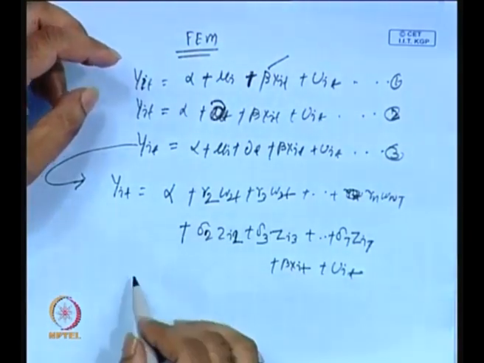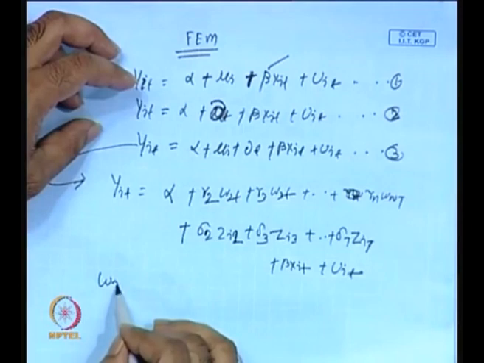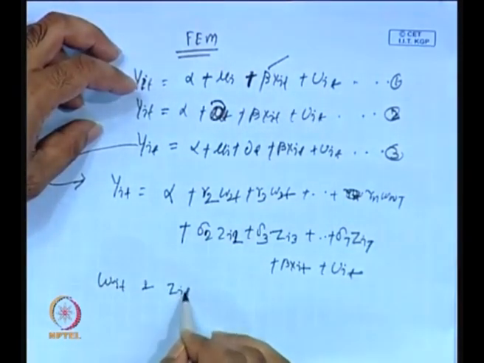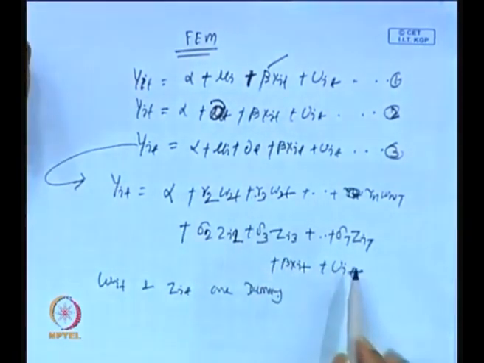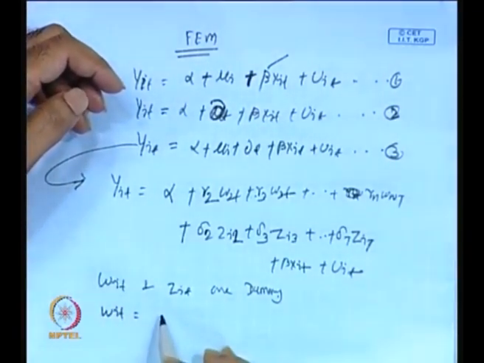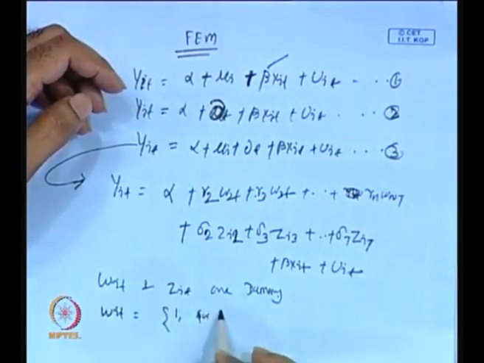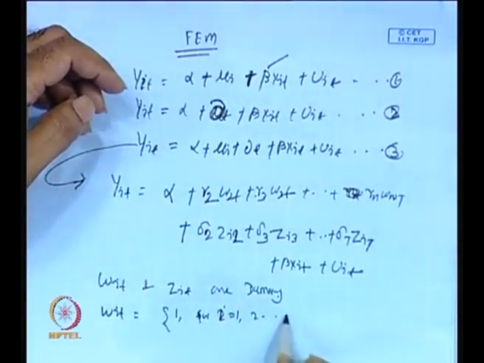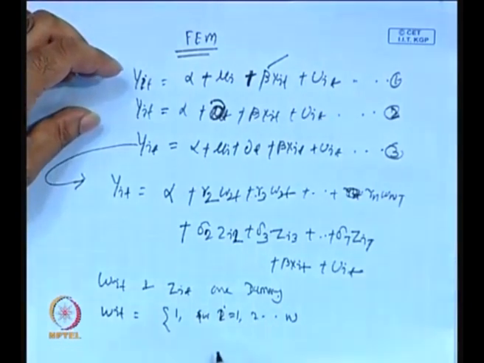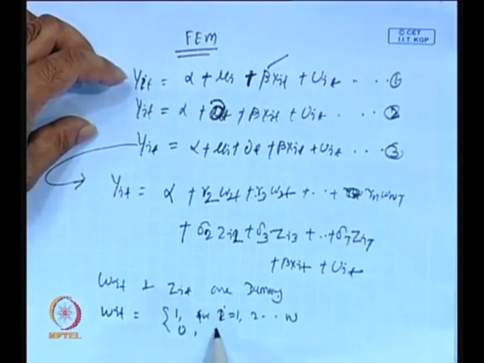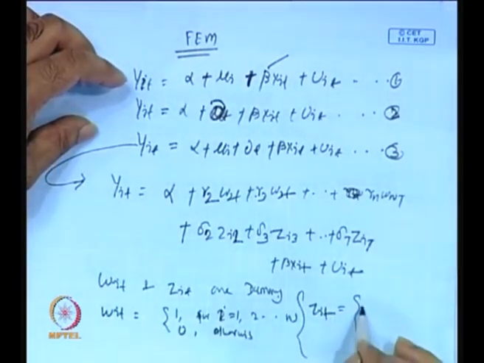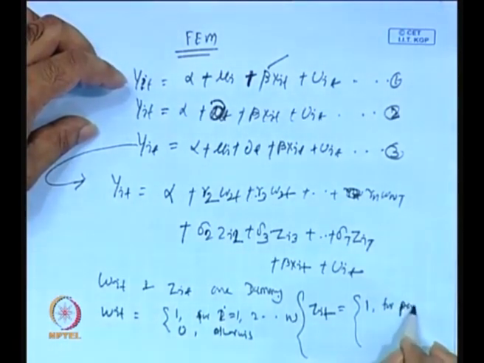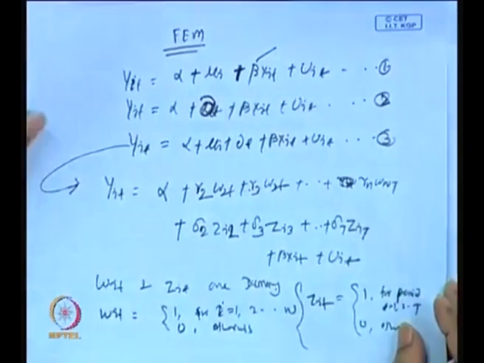That means, what we have done here: w it and z it are dummies. So this is how dummy variables are used in the panel data setting. One is observed through the time series issue and another through the cross sectional issue. So w it is equal to 1 for i equal to 1 up to n, and it is equal to 0 otherwise. Similarly, z it is equal to 1 for period t equal to 1 up to t, and 0 otherwise. So this is how the structure of this particular setup works.